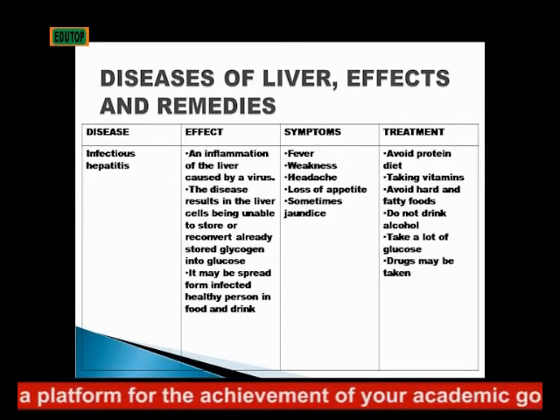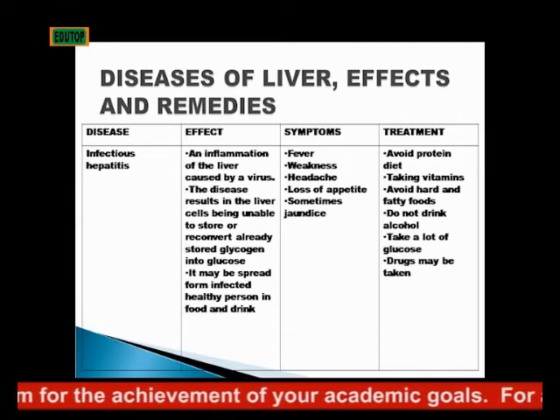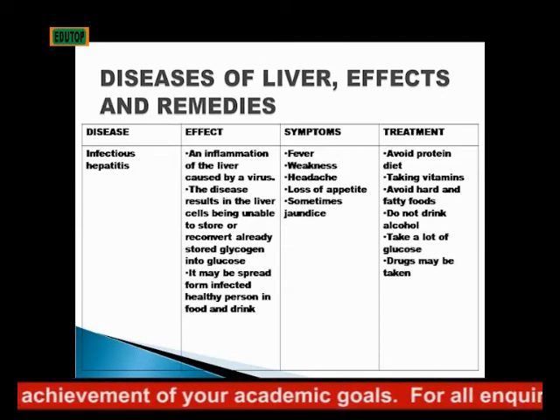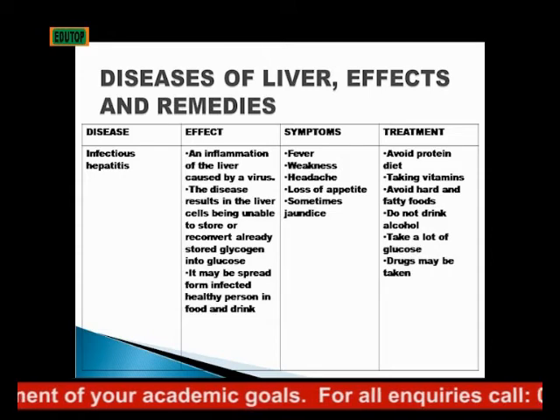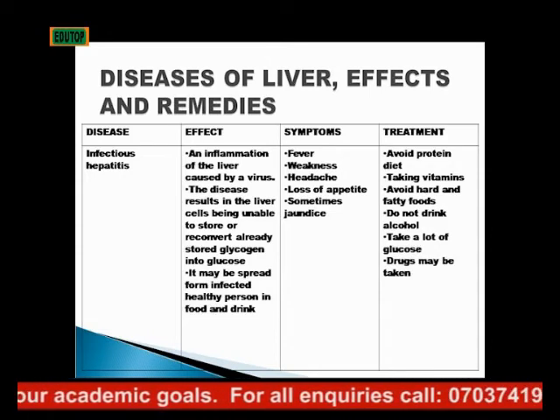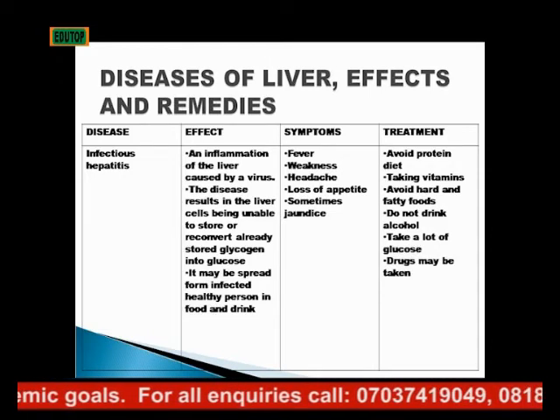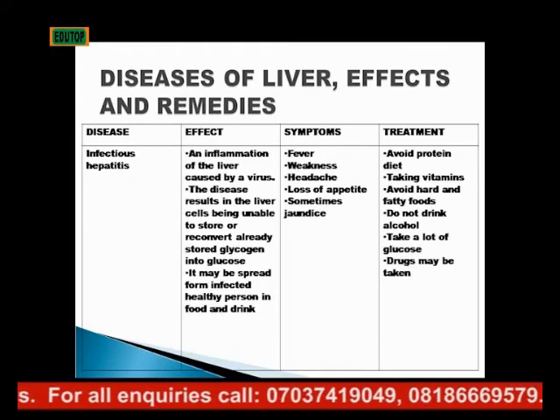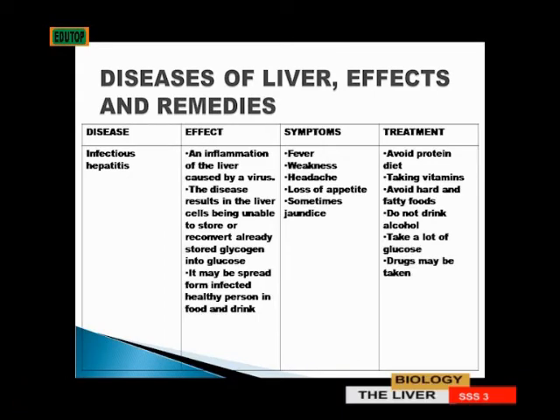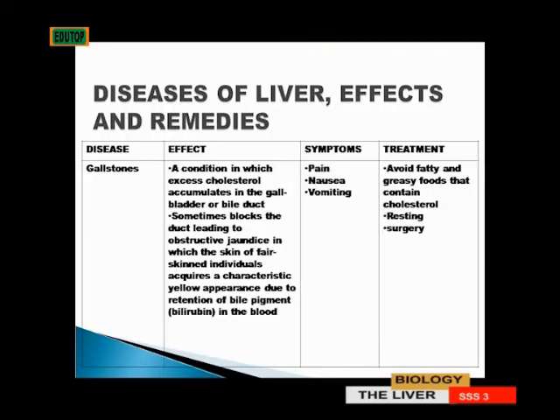How to treat this disease? The infected person should avoid a protein diet. They should take vitamins and avoid hard and fatty food. The person should not drink alcohol. The person should take a lot of glucose. Sometimes drugs might be administered, and that should be done by a certified person so as to secure the health of such an individual.